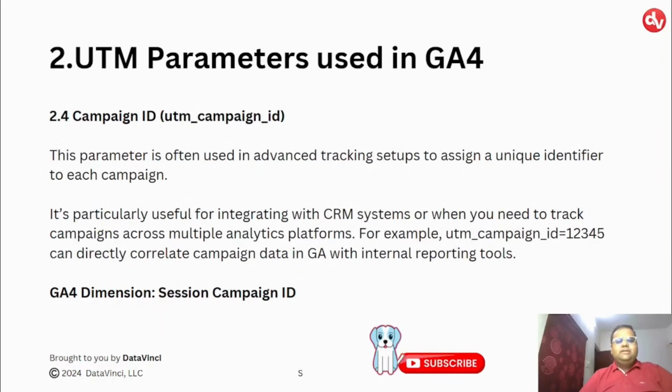The next parameter that is used in GA4 is campaign ID. This parameter is often used in advanced tracking setups to assign a unique identifier to each campaign. It's particularly useful for integrating with CRM systems or when you need to track campaigns across multiple analytics platforms. For example, utm_id equal to 12345 can directly correlate campaign data in GA with internal reporting tools. The equivalent GA4 dimension is session campaign ID.